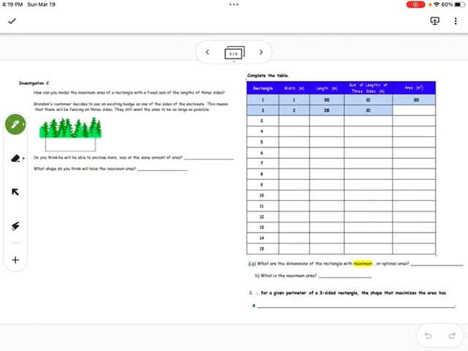Okay, so if we look at a different scenario here, we can also look at when we have a rectangle, but it only uses 3 sides instead of 4. So Brandon's customer decides to use an existing hedge as one of the sides of an enclosure. This means that there will need to be fencing on the 3 sides. They still want the area to be as large as possible. So that means we have our width, and then a length.